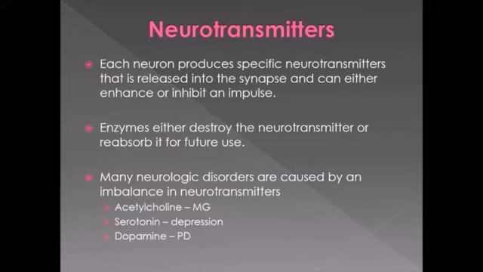As I mentioned before, many of our neurological disorders are caused by an imbalance in neurotransmitters. We'll talk about the imbalance with acetylcholine for myasthenia gravis. We don't necessarily talk about depression in this course, but serotonin and norepinephrine play a huge role in the treatment and incidence of depression. And we'll look at dopamine and how it can cause, or lack thereof rather, can cause Parkinson's disease.